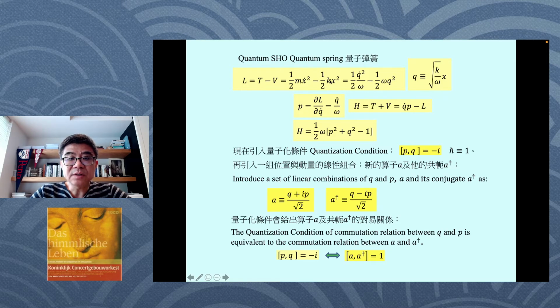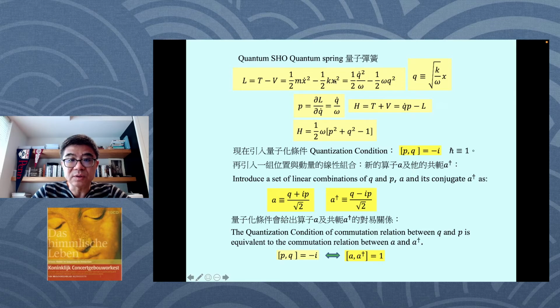Okay, so with this Lagrangian, the conventional procedure is to derive the Hamiltonian from this Lagrangian. To derive the Hamiltonian, you first need to derive the momentum, which we call the conjugate momentum. In this case, the conjugate momentum is P equals q dot omega. So this P is almost like the momentum we expected from Newtonian physics. And then H could be defined as q dot P minus L.